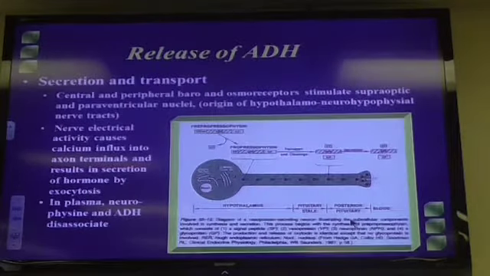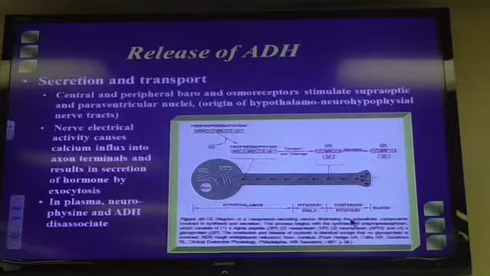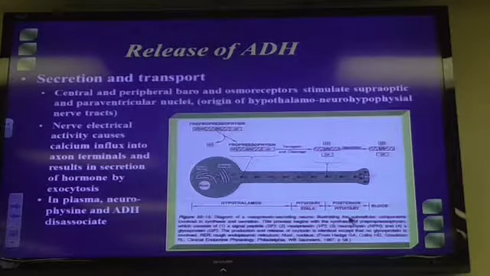Okay, so as far as release of ADH, basically this is a duplication of what we talked about, vasopressin. Now, what causes the release, though, are those central and peripheral baroreceptors and osmoreceptors, and they're going to send nervous stimuli up to the paraventricular and supraoptic nucleus to cause basically the signal to come down and tell the axonal endings to release the hormone that's down there. Okay, and again, the neurophysin is what takes it down, and when it gets out into the blood, it dissociates, and the neurophysin can be recycled or it can be degraded.